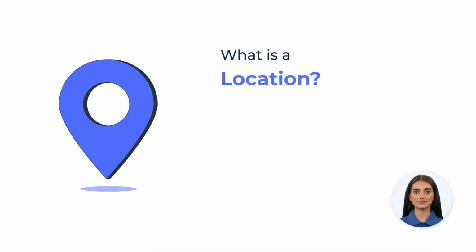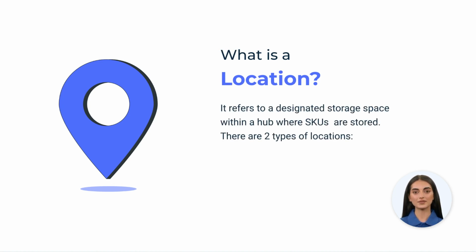What is a location? A location in the context of our module refers to a designated storage space within a hub where SKUs are stored. In Omniful, there are two types of locations, standard location and custom location.